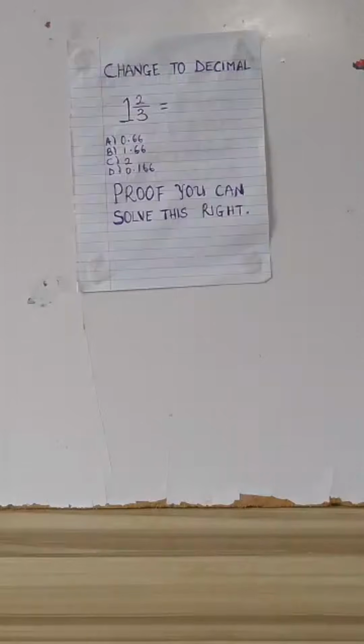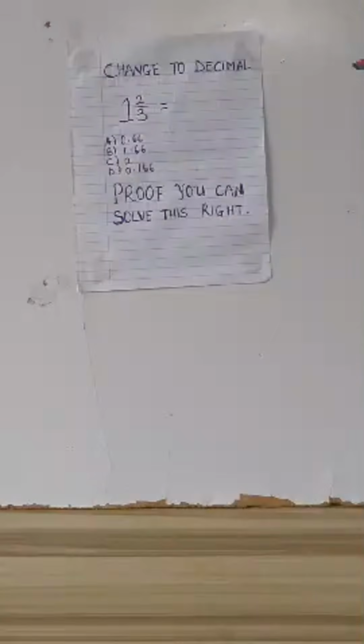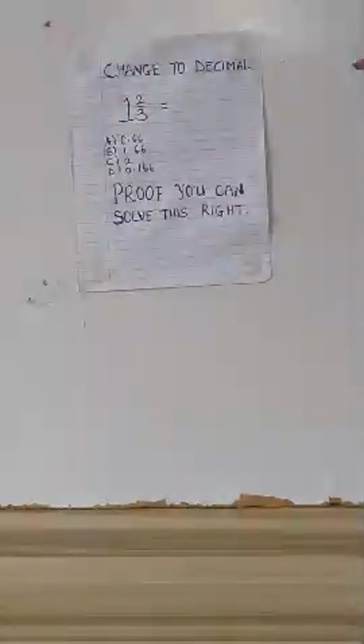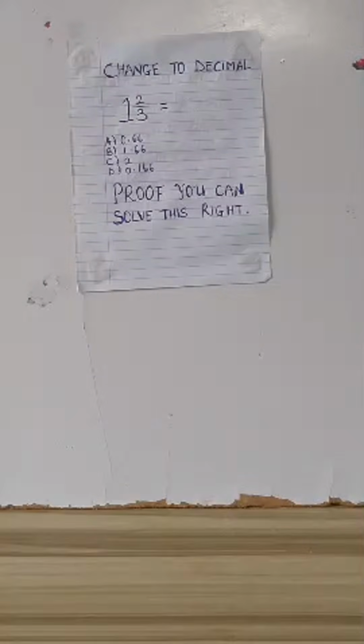So how are you going to do it? Simply do 3 times 1, then add that 2. That is the numerator. You add it to 3, it will become 5. So you now have 5 all over 3. Because the question said you should change it to decimal, all you need to do is say 5 divided by 3, which will now give you 1.66. So that is the answer to this question.